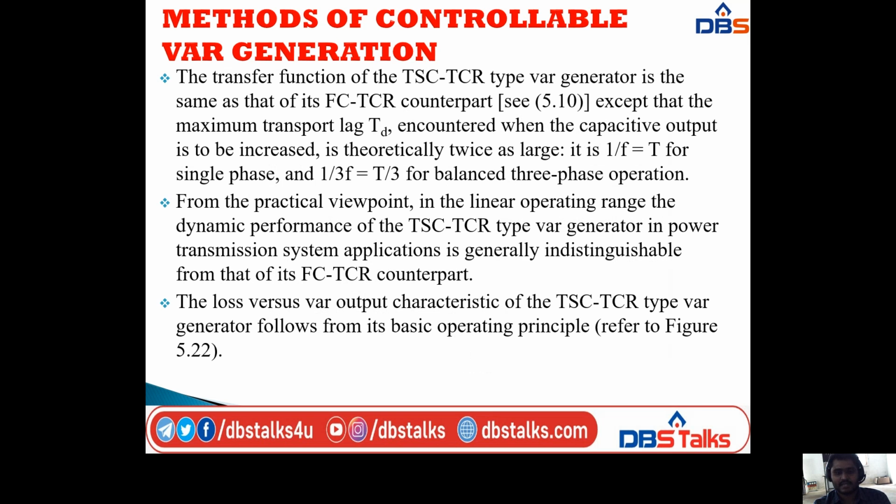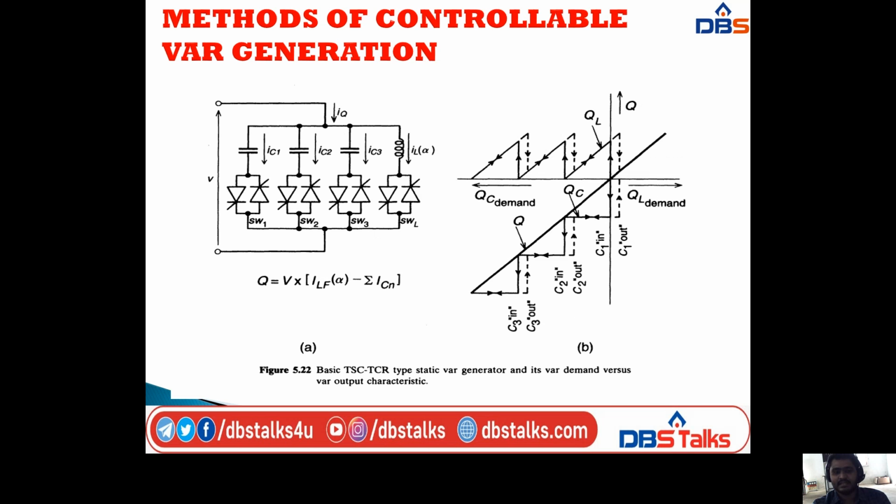And next, I am taking from the practical viewpoint, in the linear operating range, the dynamic performance of the TSC-TCR VAR generator in power transmission system application is generally indistinguishable from that of its FC-TCR counterpart. After that, I am taking one more diagram for the TSC-TCR VAR generator, that is loss versus VAR output characteristics, which follows from its basic operating principle. That is also shown in the 5.22 diagram, this one. This is the basic TSC-TCR VAR generator and its VAR demand versus VAR output characteristics.